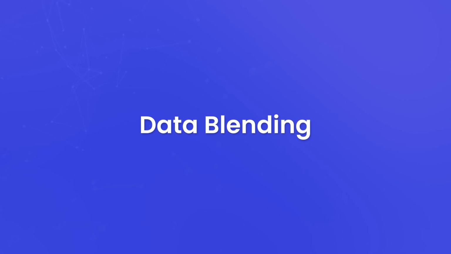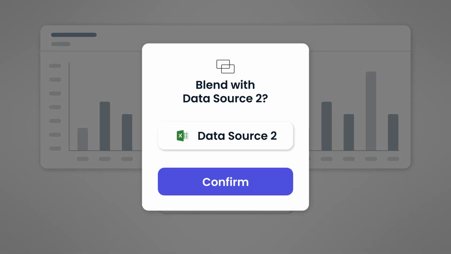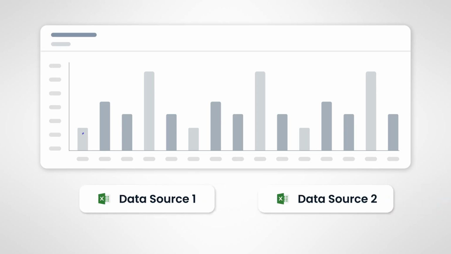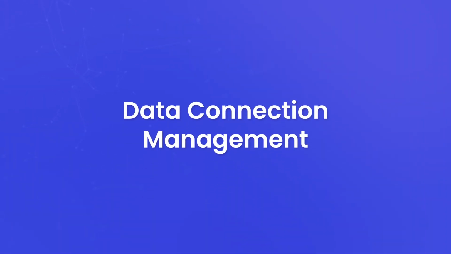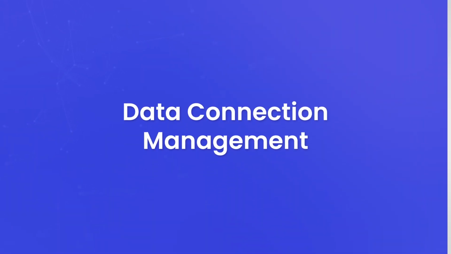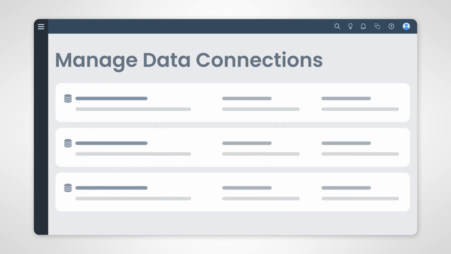Data blending. Sometimes you need to combine data from various systems or applications to gain a holistic view of your business. SAP Analytics Cloud enables users to blend data from multiple sources into a single model, simplifying complex data integration challenges. Data connection management. SAP Analytics Cloud provides a centralized repository for managing data connections. Users can configure and maintain connections effortlessly, which makes it easy to update connection details or troubleshoot issues.